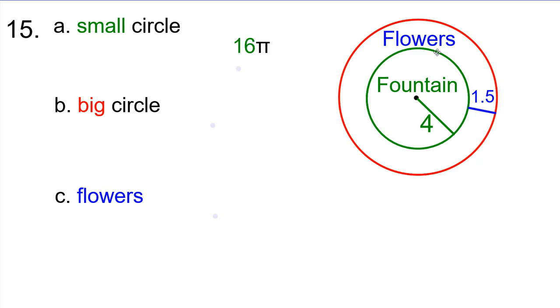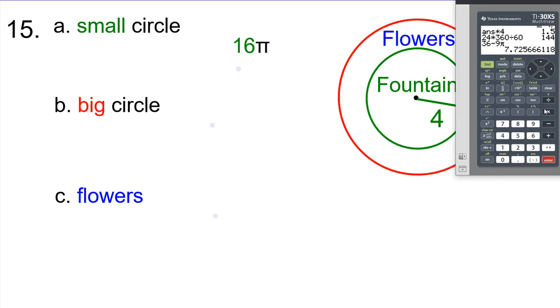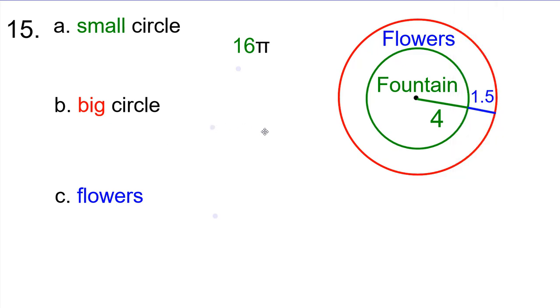All right, next thing we want to do is find the area of the whole thing. So if we take the 4 and we add the 1.5 to it, that would give us an entire radius of 5.5. So how do you find the area of the big circle? Well, we need to square 5.5. That one's not going to be that easy because we have a decimal, so I just put it in the calculator. So 5.5 squared is 30.25. So the big circle is 30.25 pi.